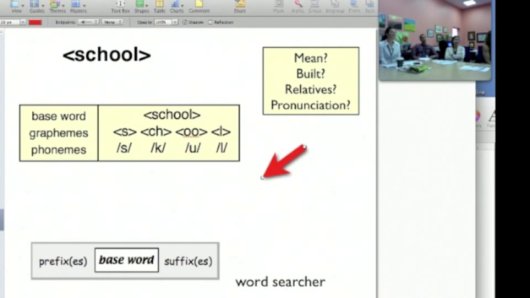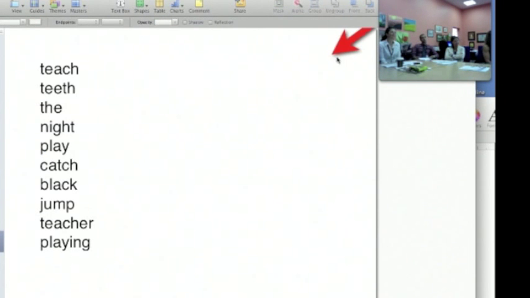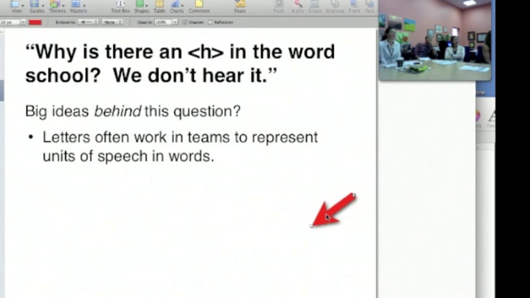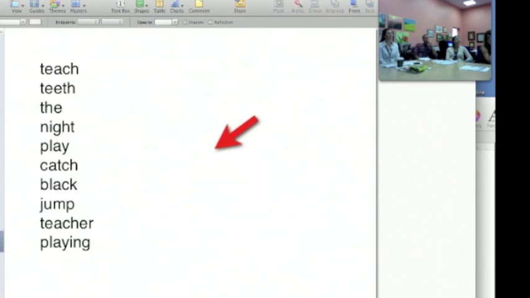Now, here's what I want to do: instead of just working on school, remember, what is my first big idea that we're studying? That letters often work in teams. I get to get rid of this soon and say graphemes, digraphs or trigraphs. We're almost going to be able to get off of that kind of language into the real language. But that's my purpose, not the word school. School was just a jumping off point.